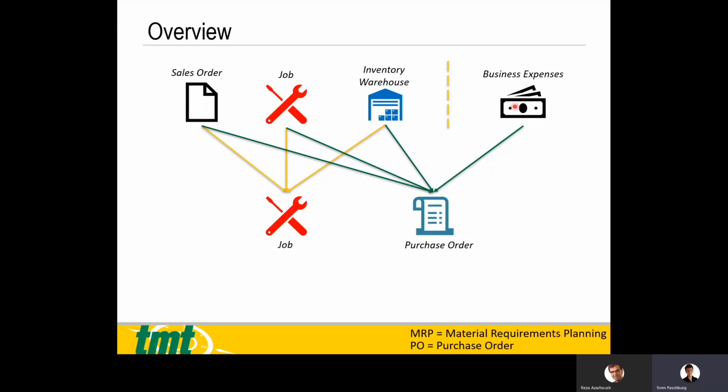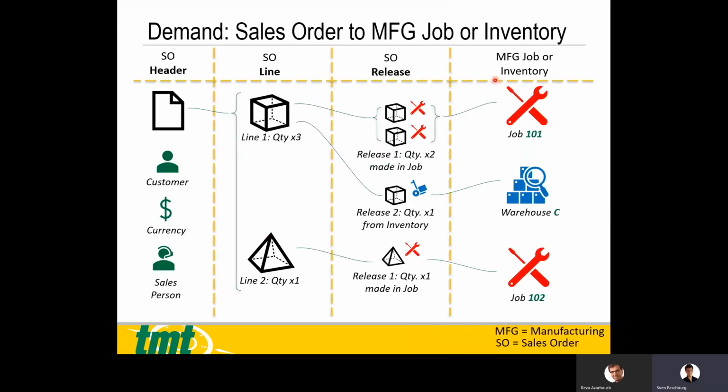Sorry, sales order. So in the scenario that we're talking about, a sales order demanding to a manufacturing job or to inventory, this is the concept here. When you look at a sales order record, you'll notice there are 3 different areas. You've got your sales order header level, your sales order line level, and your sales order release level. Each of these plays a specific purpose, and let's go through each one.